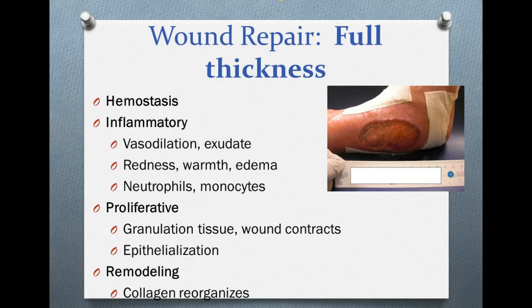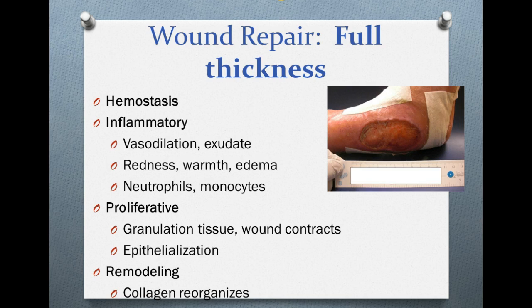With full thickness skin loss and wound repair, there's a loss of dermis. An example of this would be a pressure ulcer. Tissue repair is formed through scar formation, and it only has 70% of the previous skin strength. There are more phases in this wound repair process.